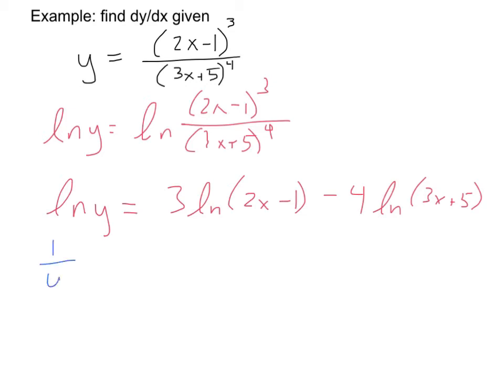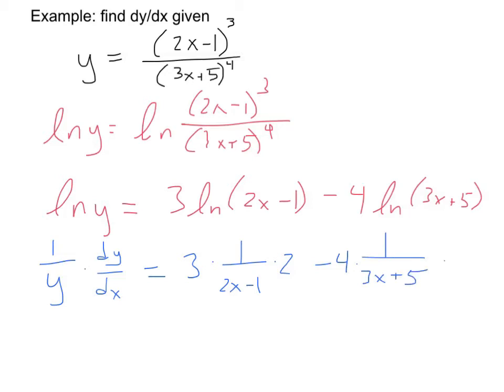I'm going to get 1 over y times dy dx. Then here, I'll have 3 times 1 over 2x minus 1, chain rule times 2, minus 4 times 1 over 3x plus 5, chain rule times 3. So now I have 1 over y dy dx equals 6 over 2x minus 1 minus 12 over 3x plus 5.